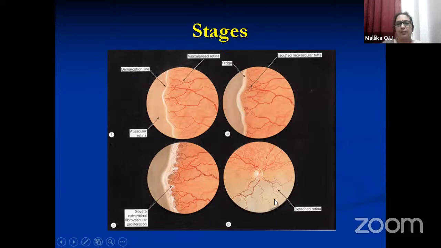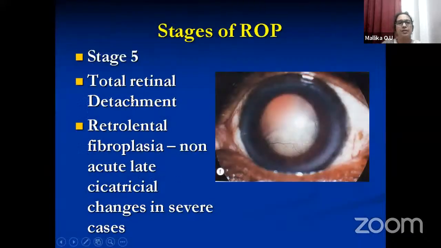You can see this part of the retina is detached. This is the normal retina, which is pale pink in color, and this is the detached retina, which appears grayish white in color. Okay, stage 5 is the total retinal detachment. This is the picture I showed you in the first slide. You can see the blood vessels in this picture very clearly. These are the retinal blood vessels seen in a detached retina. So this stage is called retrolental fibroplasia.